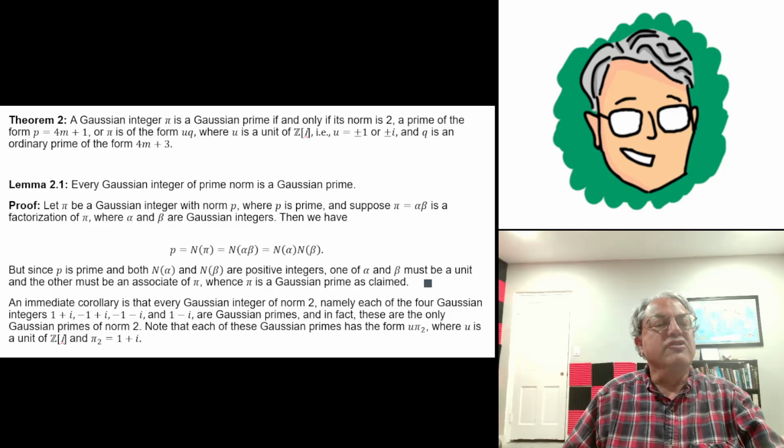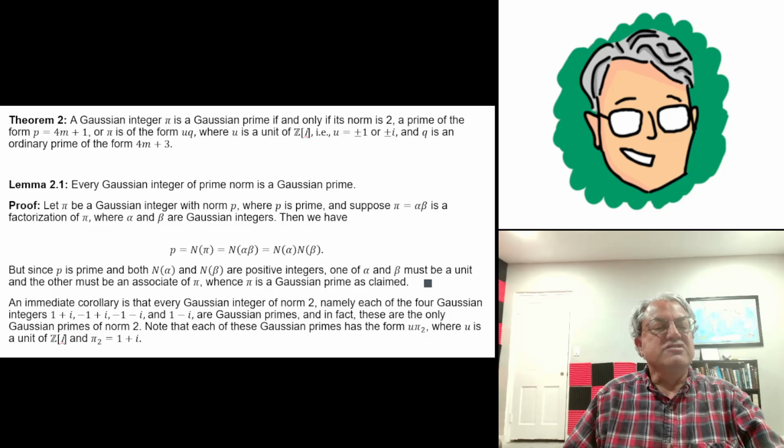I'm calling it Q here to distinguish it from P. So Q is just an ordinary prime congruent to 3 modulo 4, i.e. of the form 4m plus 3, times a unit. I think I forgot to say that: Q has to be a prime of the form 4m plus 3. So that's what we want to prove. Yeah, I think I did say that at the end. Anyway, we need some lemmas to prove this theorem, and they're actually pretty simple lemmas.